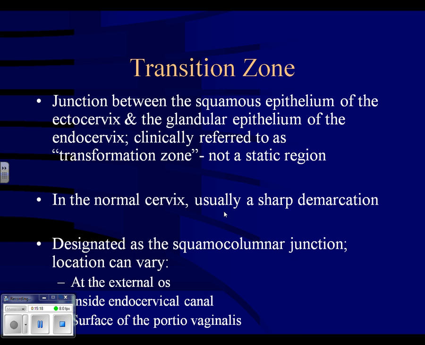So again, designated squamocolumnar junction, it can vary. It can be deep inside the endocervical canal, particularly in women who aren't sexually active. You'll see that. It can be present at the external os, which is generally what you see in young women who are childbearing age. And it can go to the surface of the portio vaginalis. So it can be out pretty far, or it can go up into the endocervical canal.